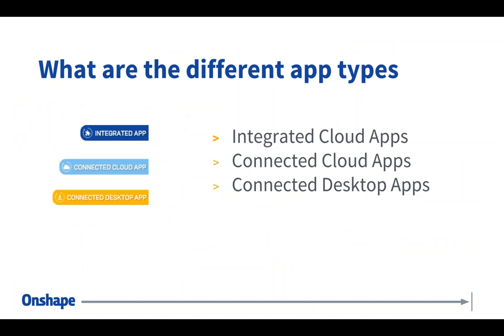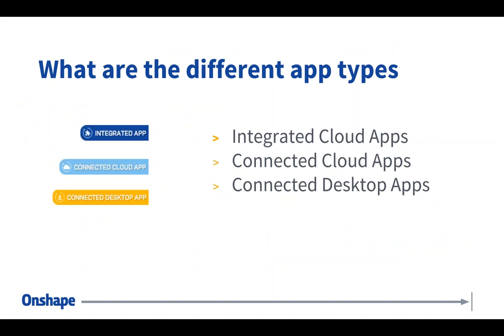So what are the different app types? And this is an important thing to point out as we start getting into the actual app stores. Well, there are 3 different types. We have what we call integrated cloud apps, right? And these apps actually integrate directly into Onshape. They're just another tab in your document, just like drawings or assemblies or parts.